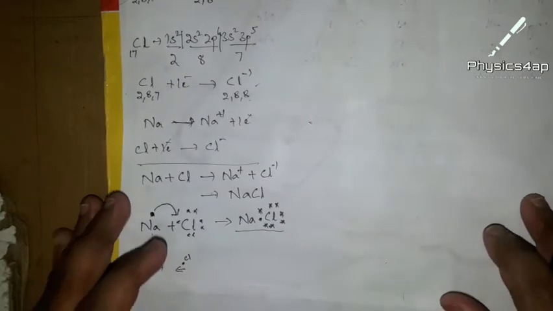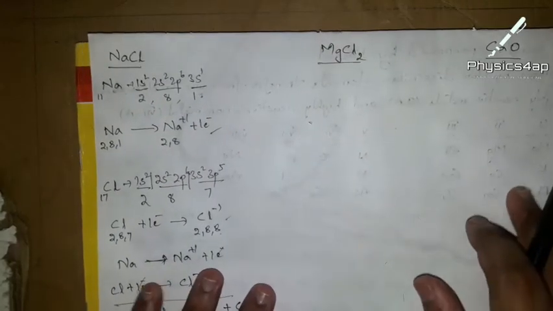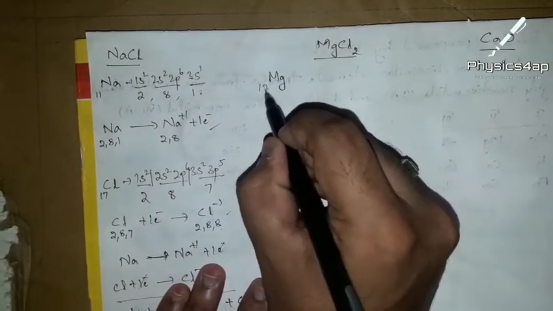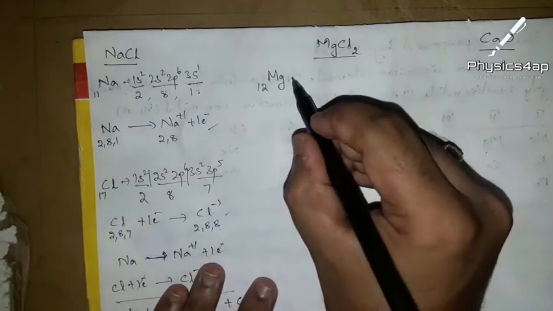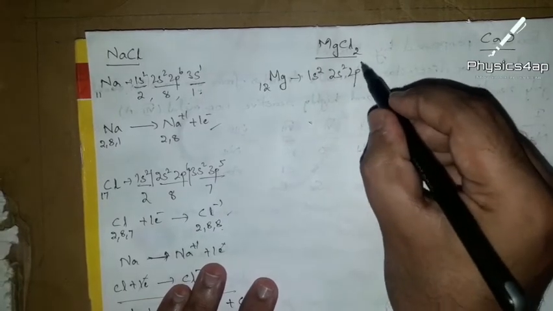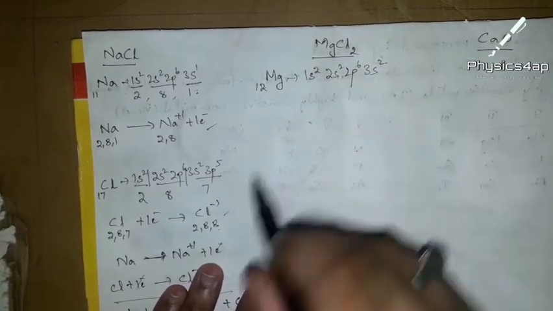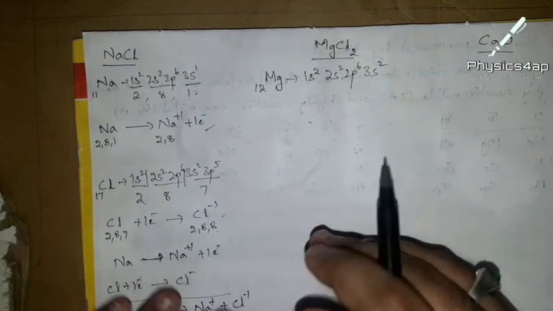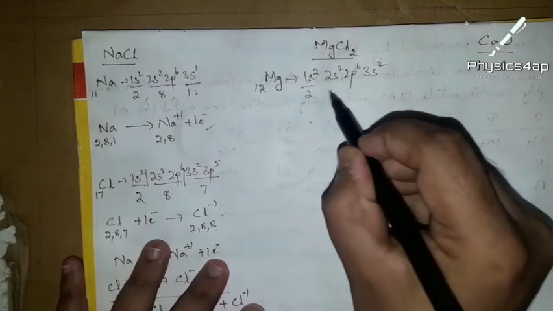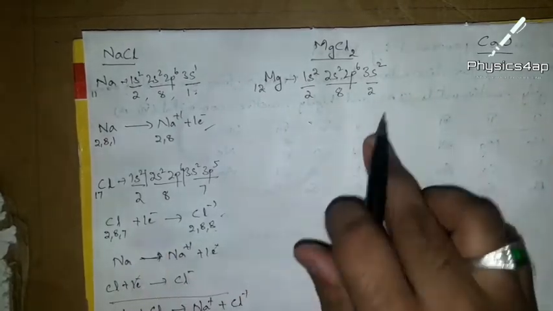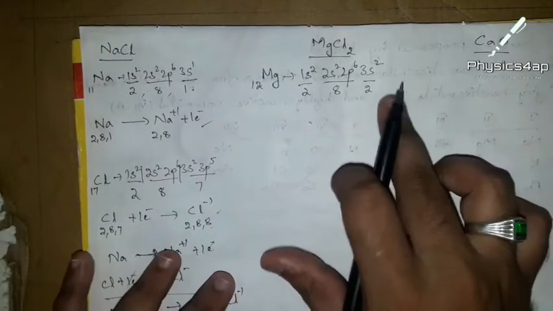And at the same time, let's take another example, the ionic bond formation between MgCl2. First we write the metal, Mg, which has the atomic number 12. When we write the electronic configuration, it is 1s2, 2s2, 2p6 and 3s2. So this is the electronic configuration for magnesium. We have 2 electrons in its first shell, 8 electrons in its second shell and 2 electrons in its third shell. So we have to remove these 2 electrons.